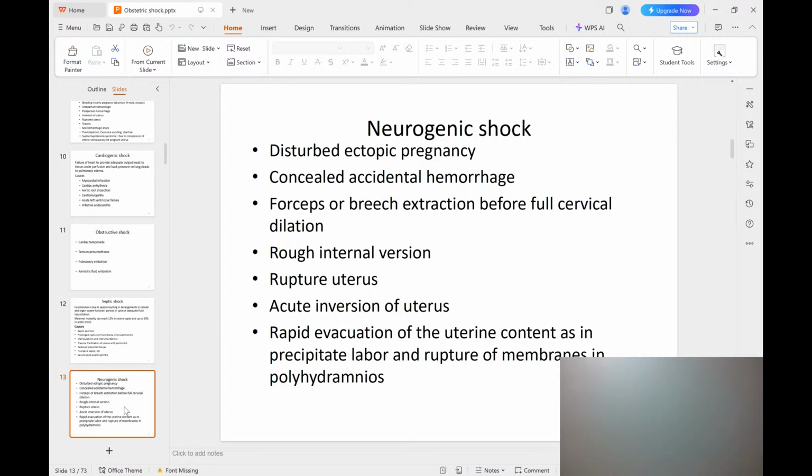And also some causes of neurogenic shock, like in case of disturbed ectopic pregnancy, in concealed accidental hemorrhage, in forceps or breech extraction before full cervical dilation, rough internal version, rupture of uterus, acute inversion of uterus, or rapid evacuation of uterine contents, precipitate labor or rupture of membranes in polyhydramnios. These all causes can cause neurogenic shock.